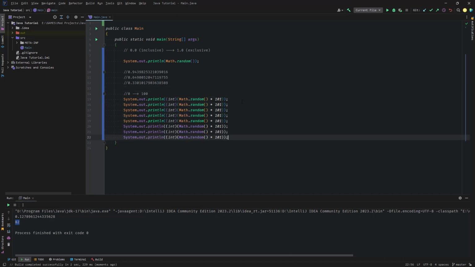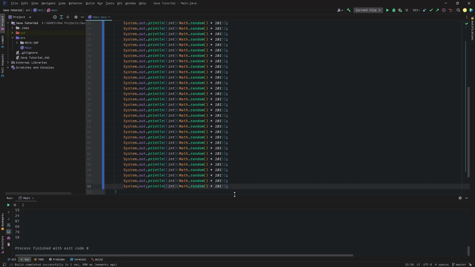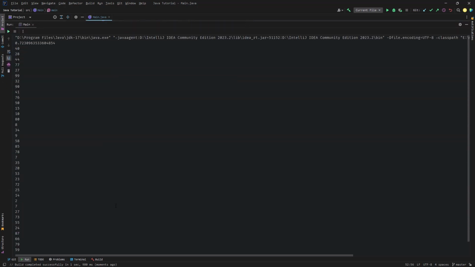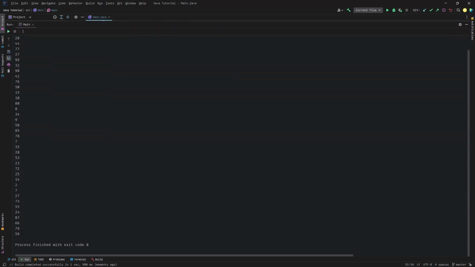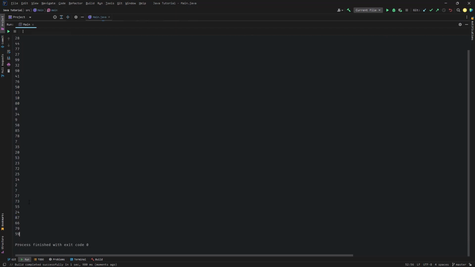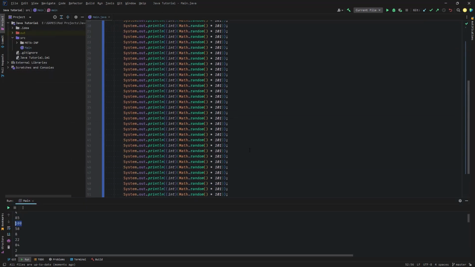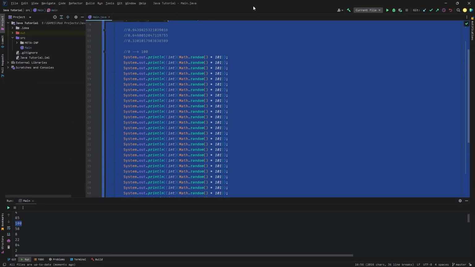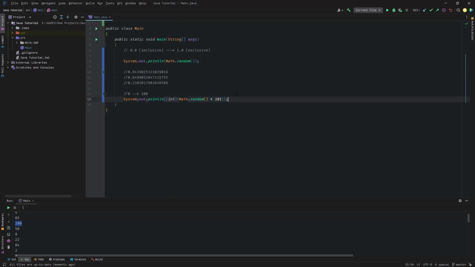Again, running it so many times, and you see that none of these values have precision after the integer section. I was not lucky to get 100 this time, but I'm sure if you run this application time and time again, you will definitely get the 100. So if you want to get a value between 0 and 100 as a chance, this is how you will do it. Get an integer of the random multiplied by 101.